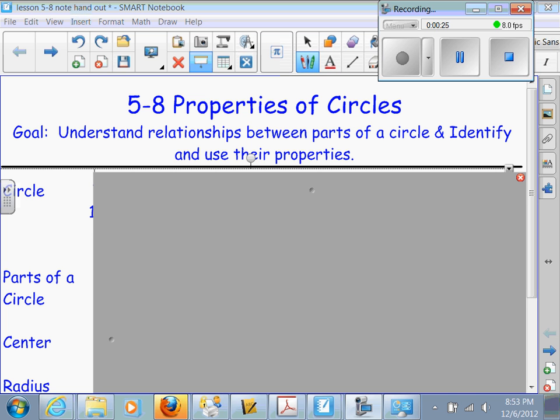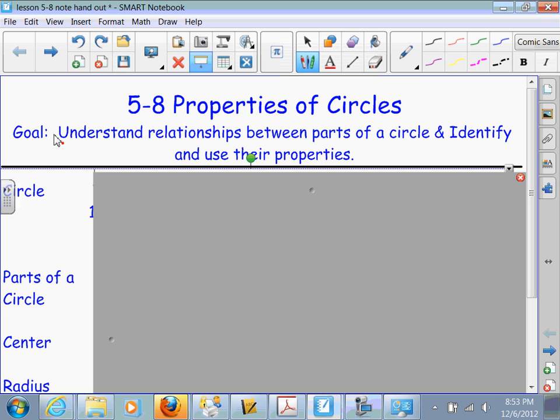Our goal today is to understand relationships between parts of circles and identify and use their properties, okay?